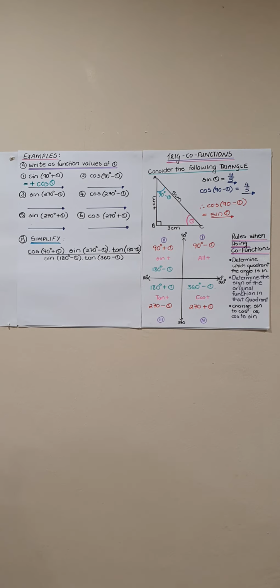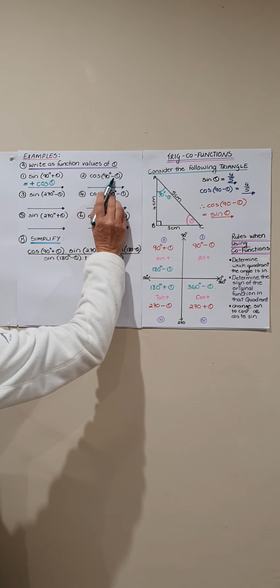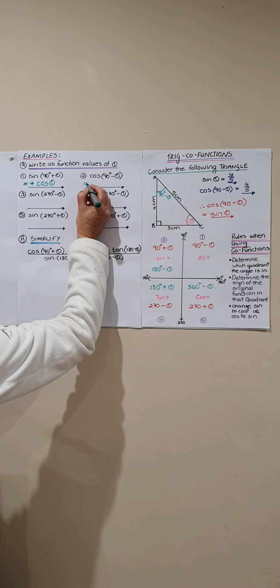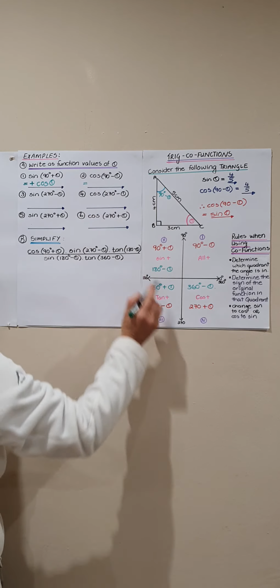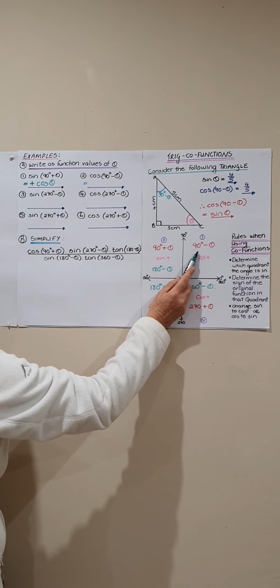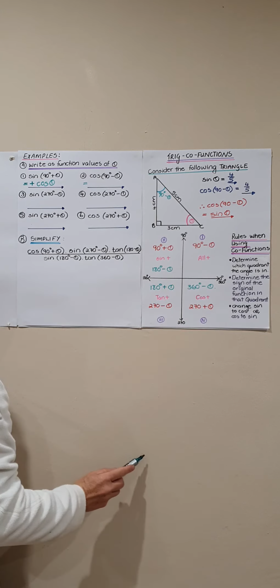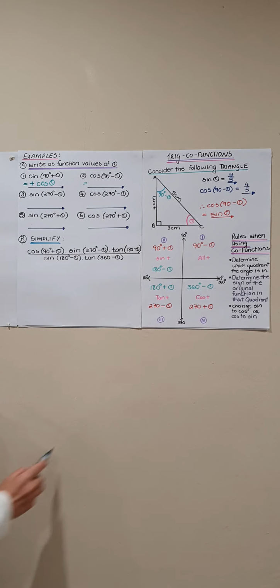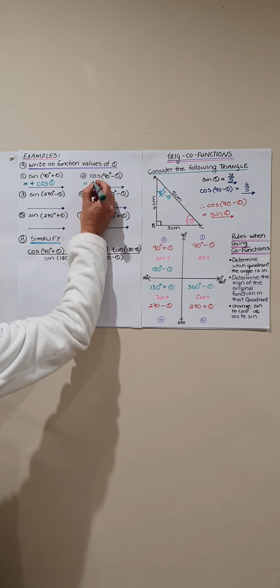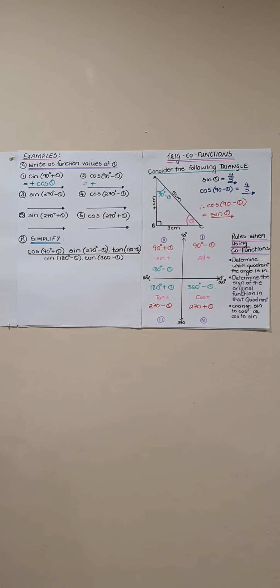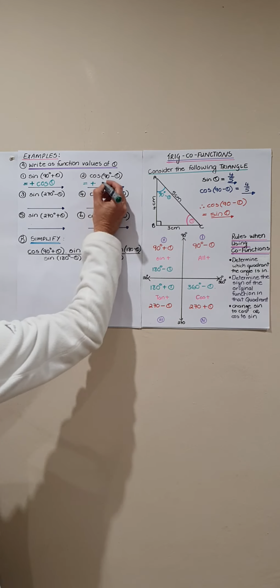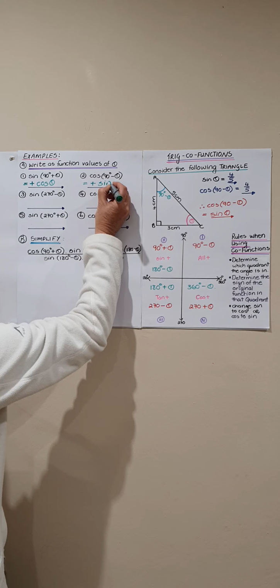In my example number 2, I've got cos of 90 minus theta. Where is that angle? It is in the first quadrant. In the first quadrant, all of the functions are positive. So my answer is going to be a positive, and I'm going to change cos to sine, and it's going to be sine theta.